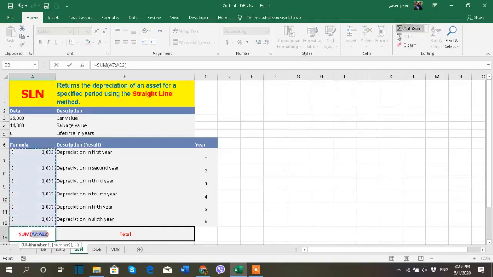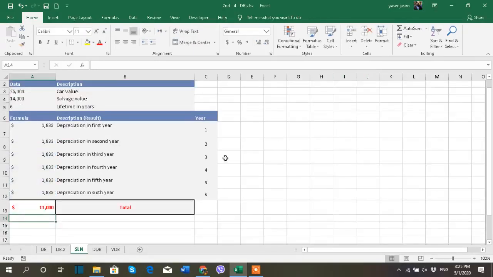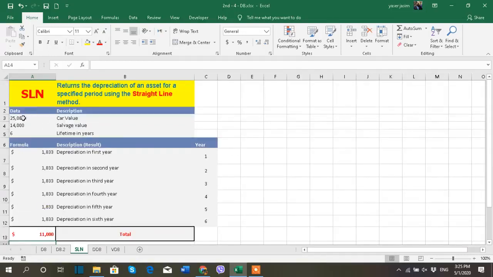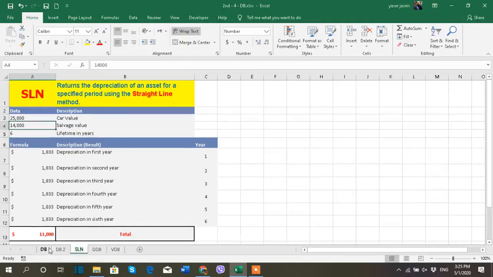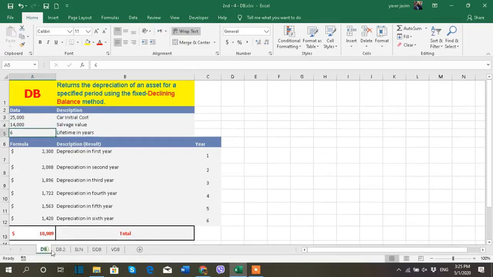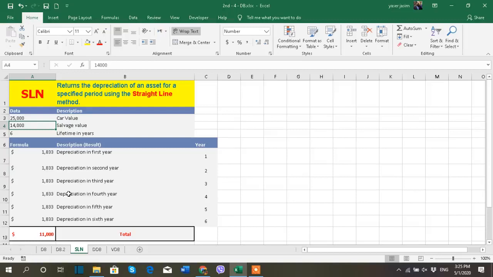So if I go for auto sum, it's going to be 1125 minus 14,000, it's going to be 11,000. Here it's going to be $13, the difference between this method and this method. So you're going to need to know when to use the DB and when to use the straight line method. This is all about the DB function and SLN function.